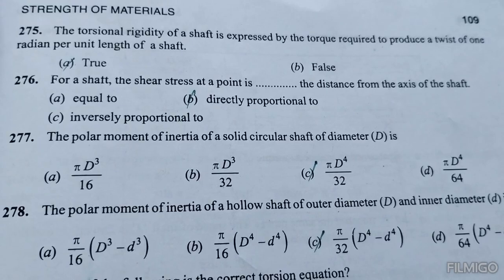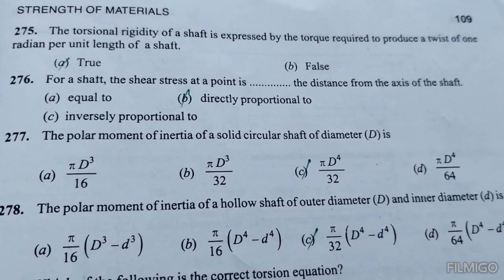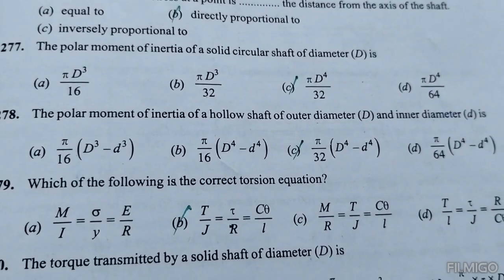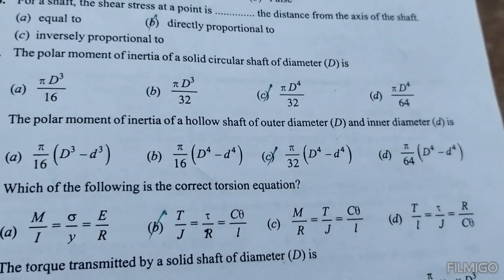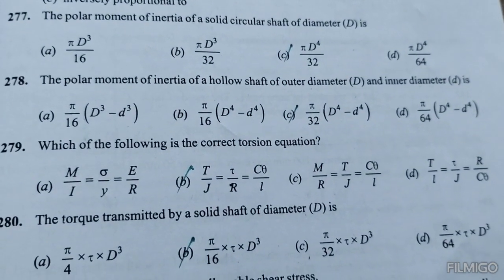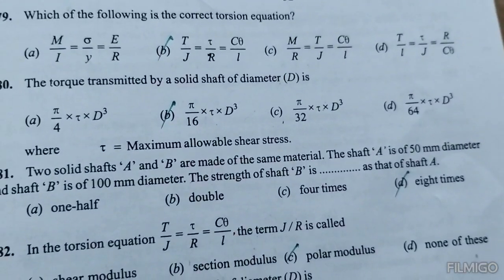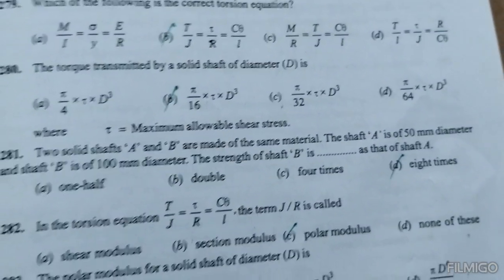The polar moment of inertia of a solid circular shaft of diameter d is pi d power 4 by 32. The polar moment of inertia of a hollow shaft with outer diameter D and inner diameter d is pi by 32 times D power 4 minus d power 4. Which of the following is the correct torsion equation? T by J equals tau by R equals C theta by L. The torque transmitted by a solid shaft of diameter d is pi by 16 times tau into d cube.